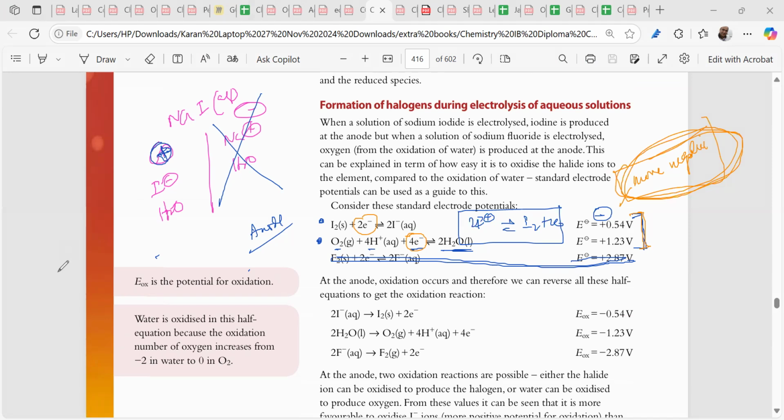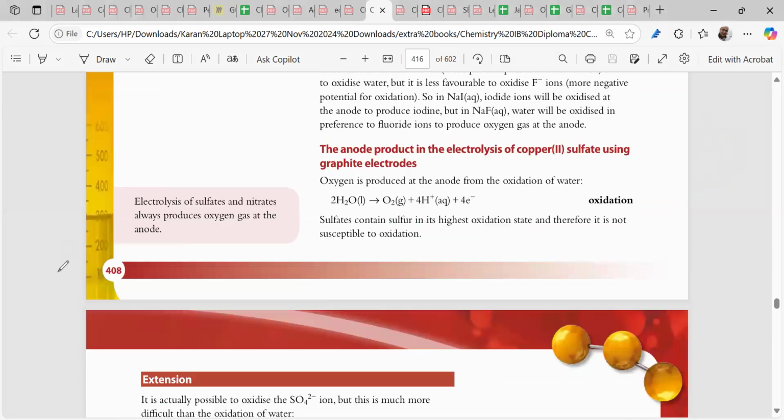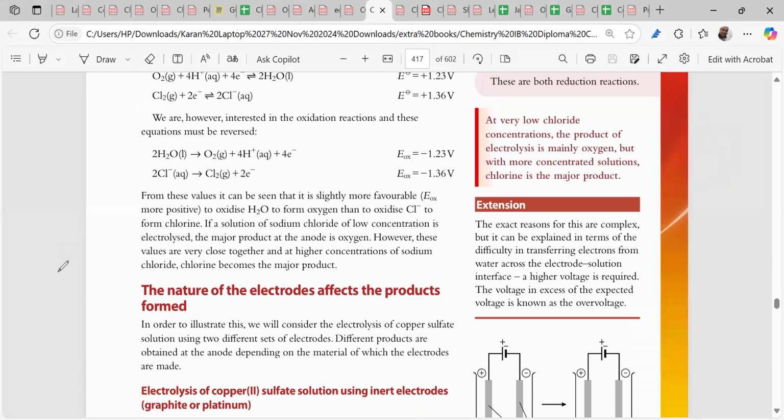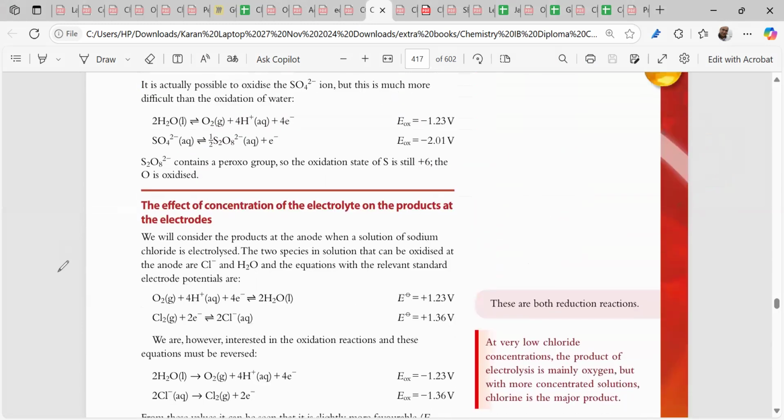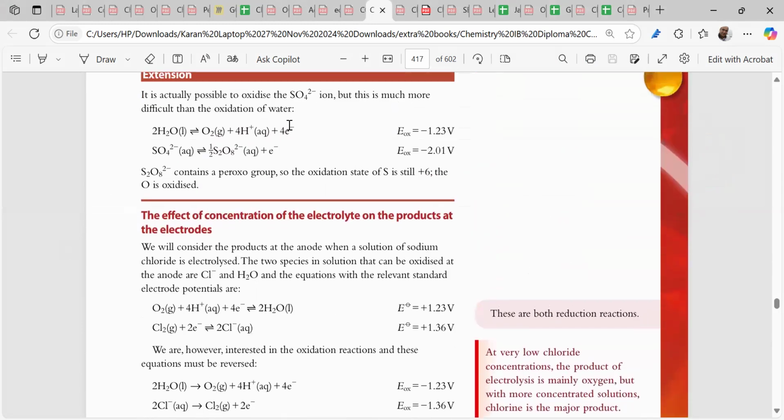Now we're going to the next part. Now you know this important part, that if you have sulfate, please note down this. If you have sulfate or nitrate, please write down sulfate or nitrate. Sulfate or nitrates, they do not go to the anode. Is it clear? Why? Because they are in the highest oxidation state. Understood? They cannot be oxidized further.